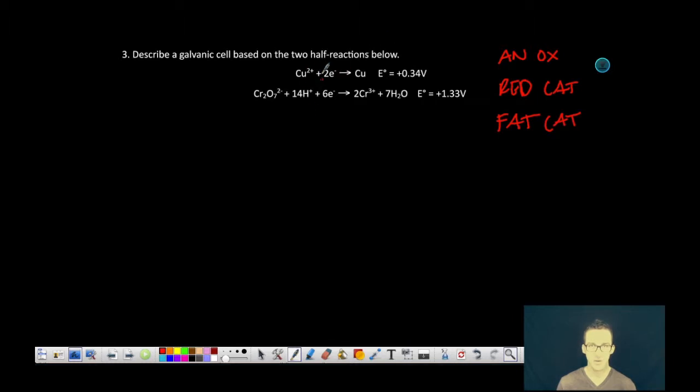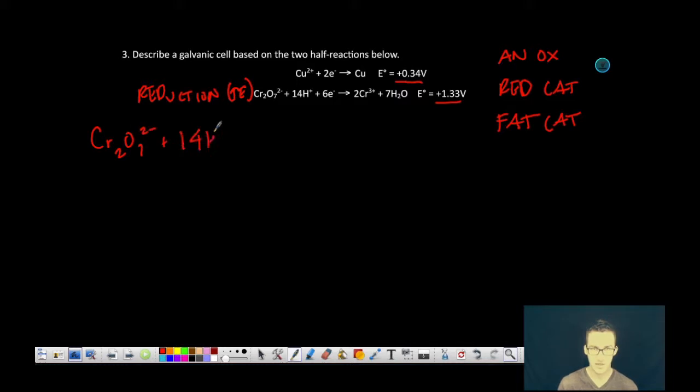As we look at these two half reactions that are provided to us as we try to build this galvanic cell, we've got a positive standard cell voltage for both of them. The one that's most positive is going to indicate our reduction half reaction, which is the second one here. You determine that simply based on which one is higher. This one's got a higher reduction potential. And so as we describe this cell, we're going to rewrite Cr2O7.